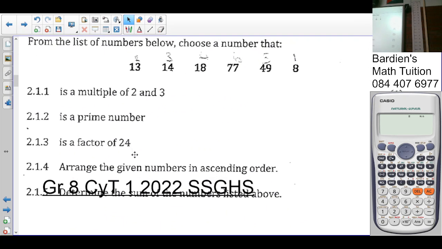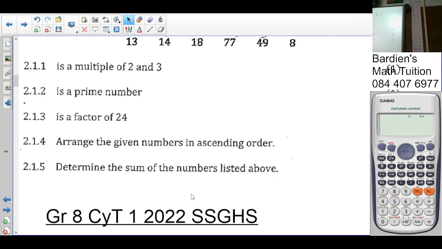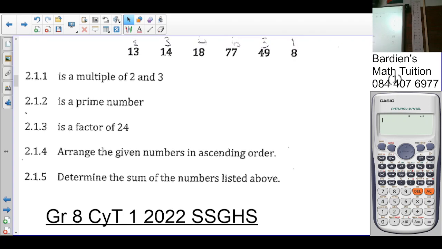People, number 2.1. From the list of numbers below, choose a number that is a multiple of 2 and 3. So only from this list can we choose. So what are the multiples of 2? 2, 4, 6, 8, 10, 12. What are the multiples of 3? 3, 6, 9, 12. So the multiples of the two together are going to be 6, 12, 18, 24 and so on. So what is the multiple of 2 and 3? 18 is the only one. Okay. The prime number is going to be 13. The rest are all composite. The factor of 24, which means to say it can divide into 24.